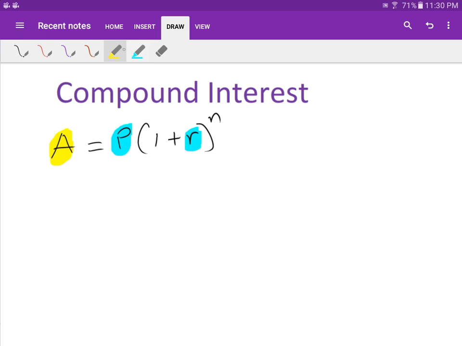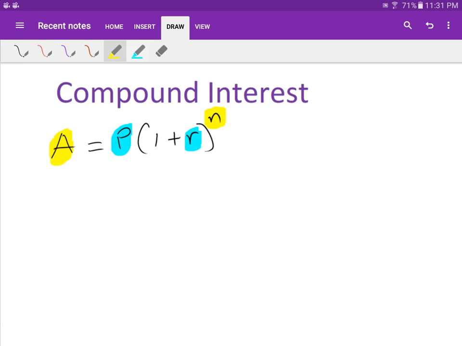Now N, do not confuse this. N is the period, the time. But in this case, N is the number of times the bank pays you compound interest. It can be one year compounded twice, which means it gives you 2 times, or compounded quarterly, which means they pay you 4 times in a year.